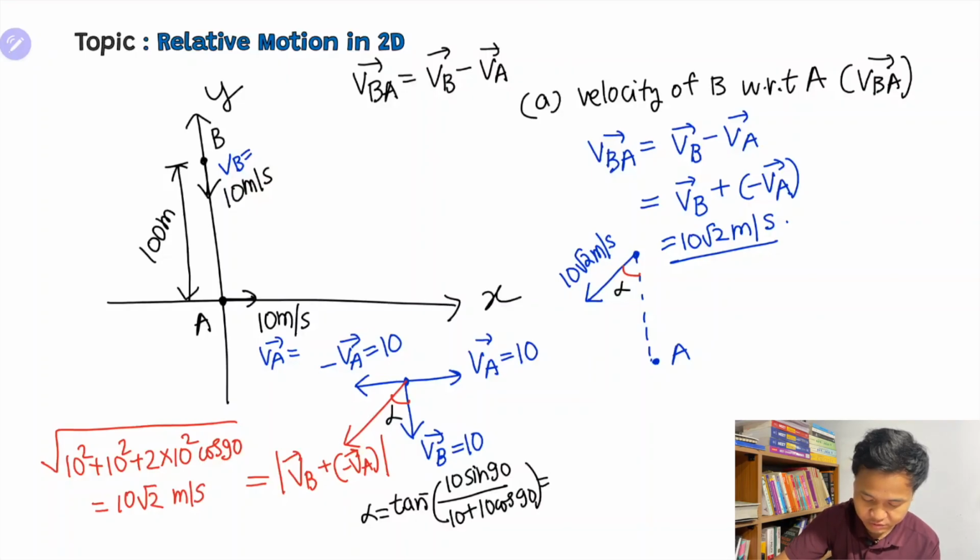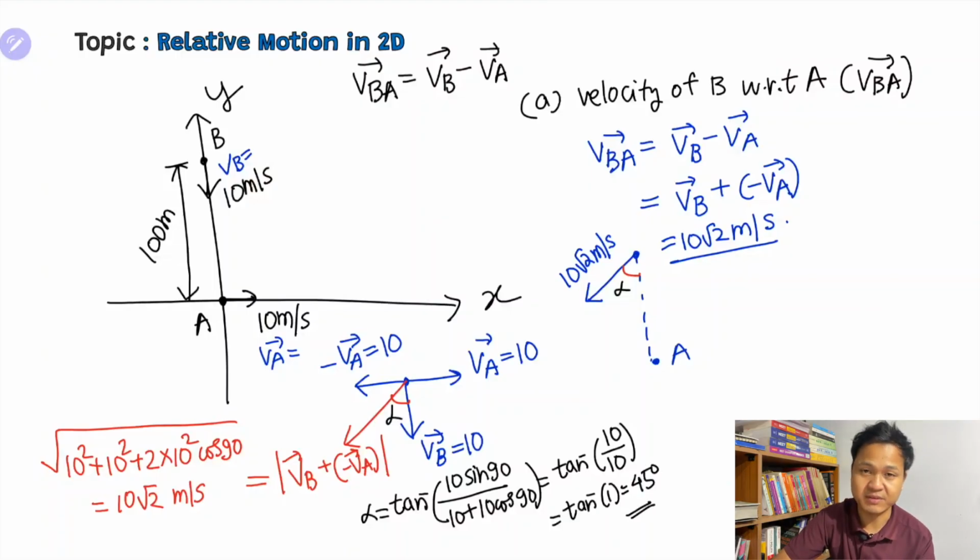If you solve, you'll get tan inverse of, since sin 90 is 1, tan inverse 1. So this is 45 degree. You'll get the angle as 45 degree. So alpha is 45 degree. So b is going to move with 10 root 2 meter per second. It makes an angle of 45 with a. So that is the final answer.